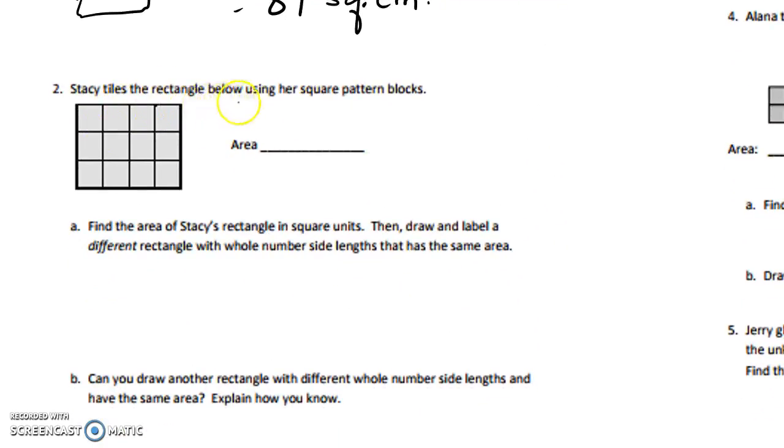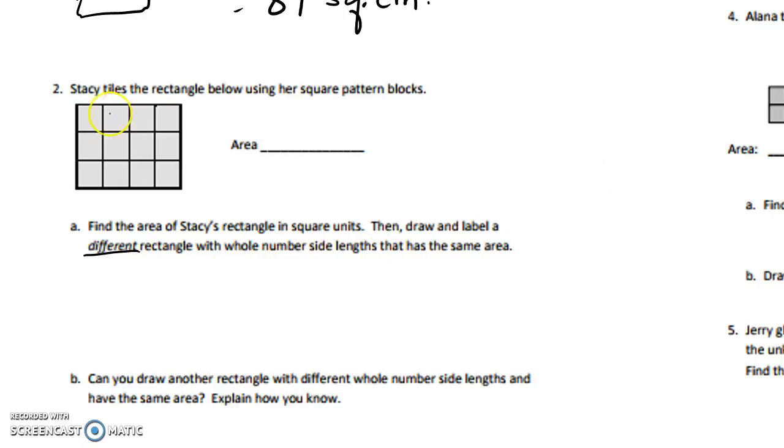Stacy tiles the rectangle below using her square pattern block. So that just means she's making squares. So the area is what we need to do. And let's just read part A first. Find the area of Stacy's rectangle in square units. Then draw and label a different rectangle with whole number side lengths that has the same area.